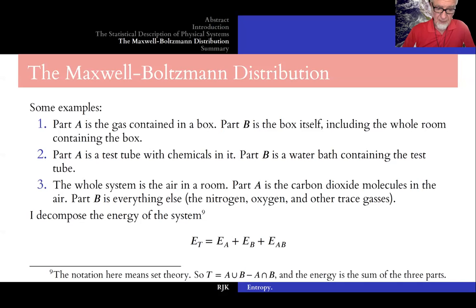So using set theory, we know that the total system, T, is made of A and B, and so it's A union B minus A intersect B. And so the energy of the total system is the energy of the A portion plus the energy of the B portion plus the energy of the interaction portion, AB, the part that is with both of them.